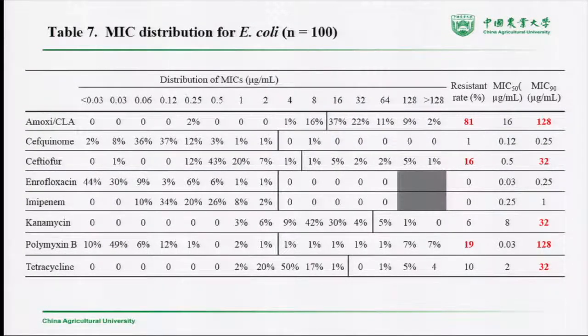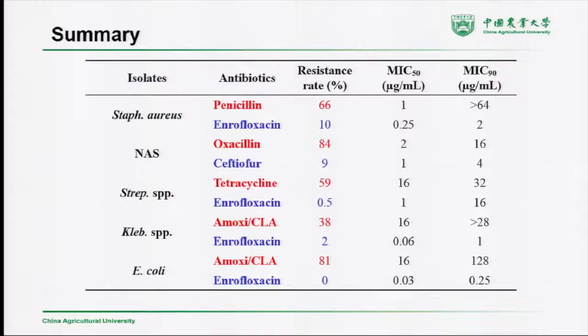And this is the MIC distribution for E. coli. Also, among the 8 antibiotics, resistance to amoxicillin is the most common, followed by ceftiofur and polymyxin B. For the MIC value, the highest are amoxicillin and polymyxin B, followed by ceftiofur, clindamycin, and tetracycline. Okay, let's take a quick look at those 5 tables.